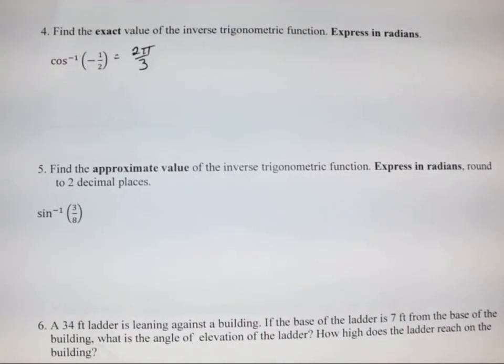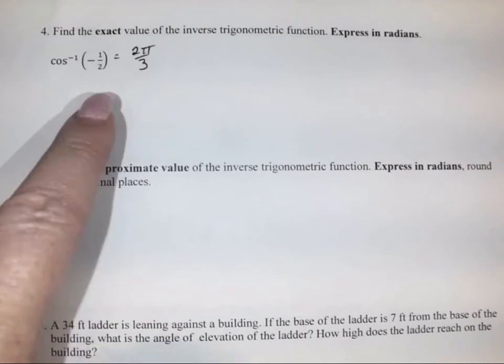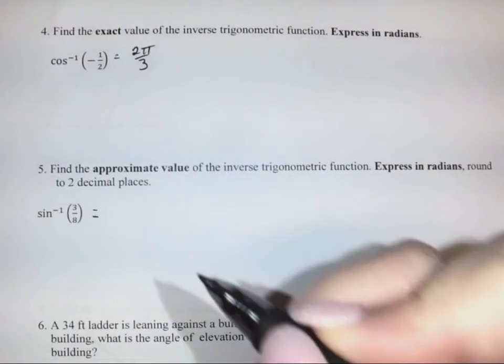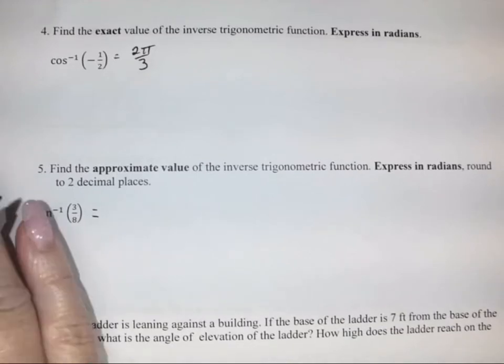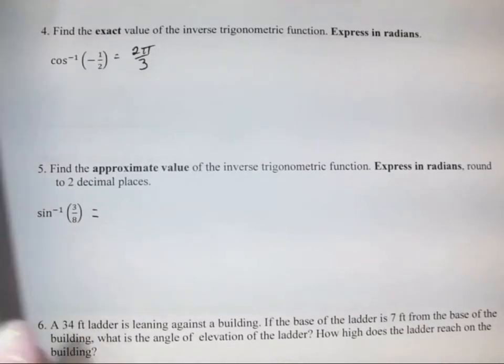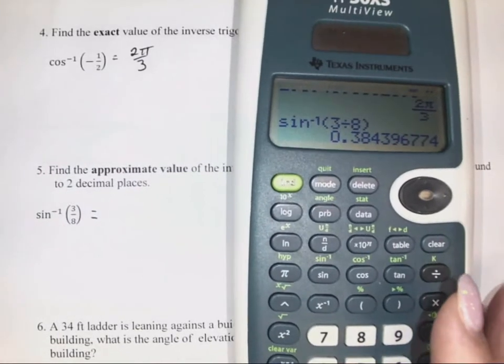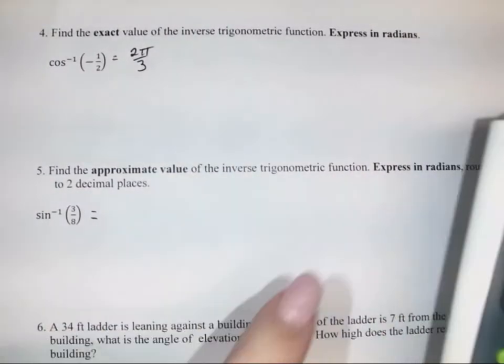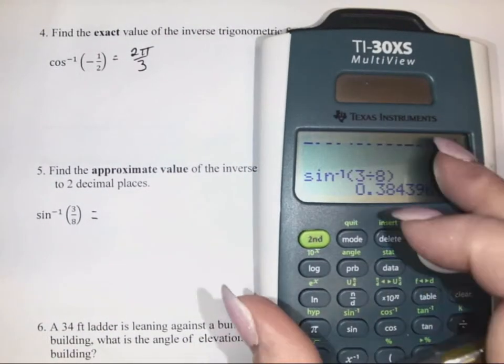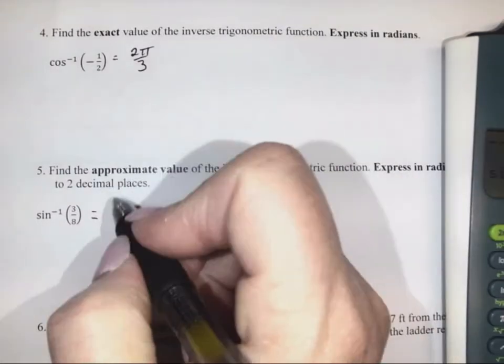Now this one, find the approximate value of the inverse and express it in radians as well, round to 2 decimal places. This is not on our unit circle, but -1/2 was on our unit circle. So again, you're going to need to know your unit circle values if you didn't learn them for test 1. So I'm going to do the sine inverse of 3 divided by 8. And that will get me 0.384. Make sure, I want it in radians in this case. So in radians, it's going to be 0.38.